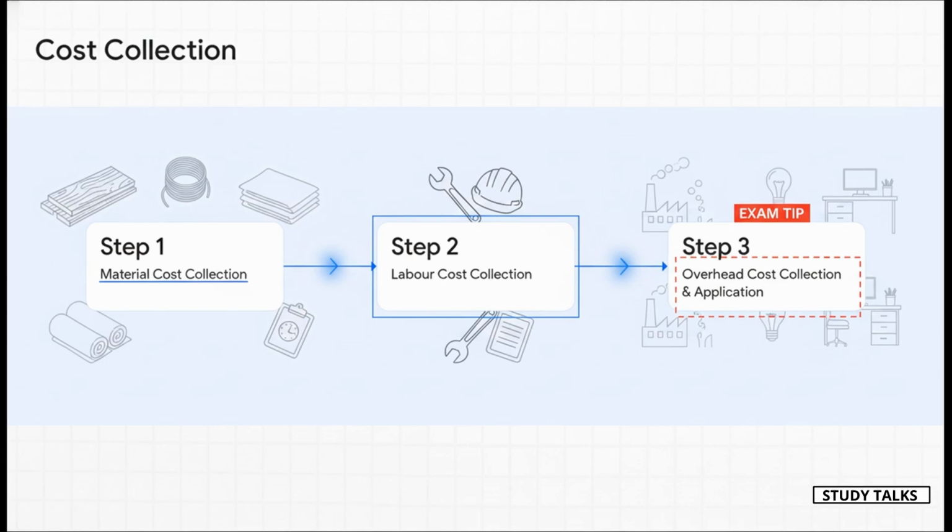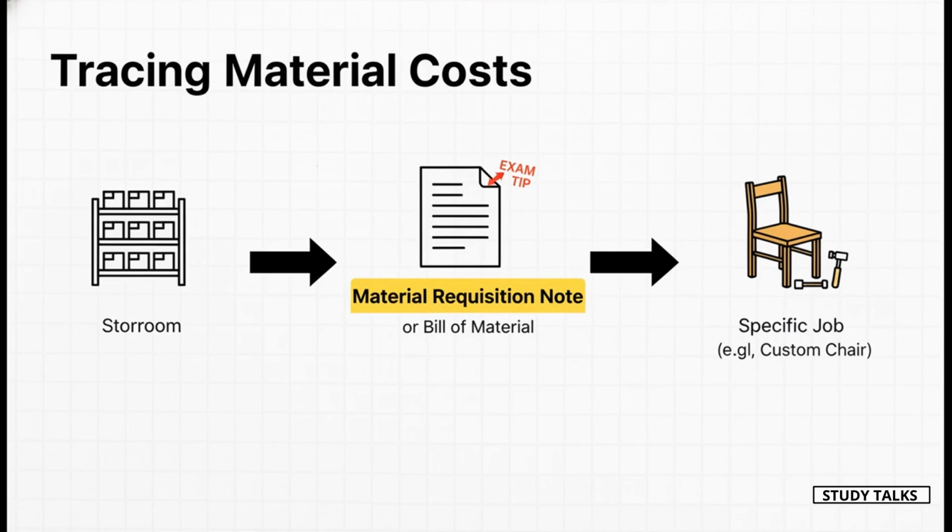Think of it as level 1, materials, level 2, labor, and then the boss level, overheads. That 3rd step, that's the one where most marks are lost, so we're going to pay special attention to it. Let's take them one by one. Step 1, materials.